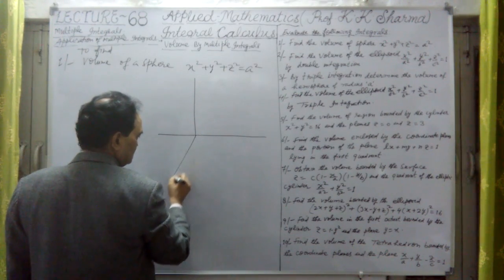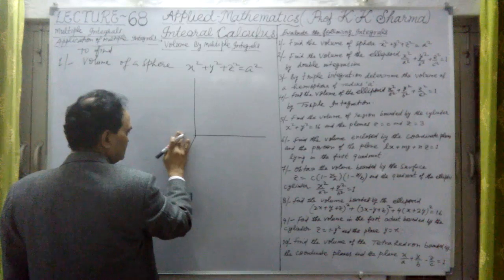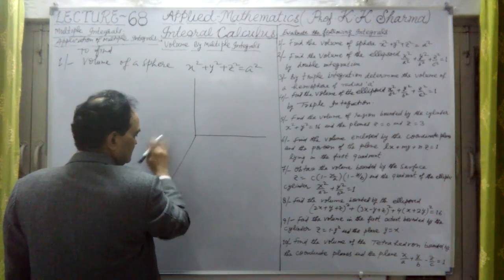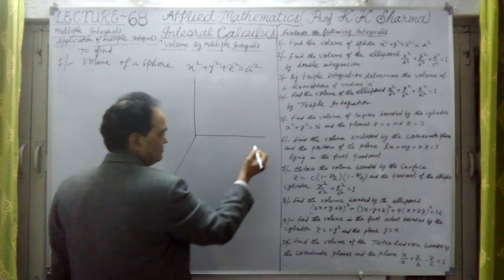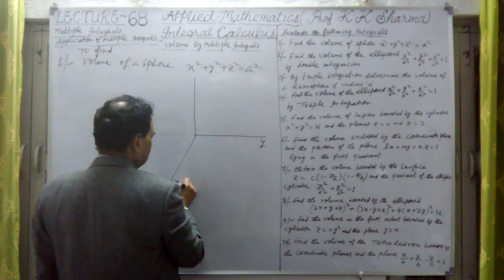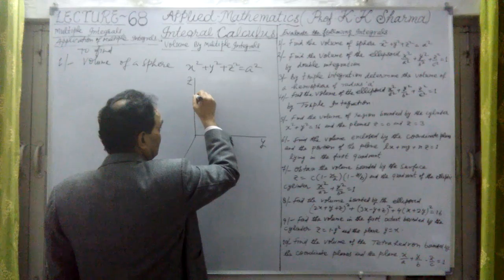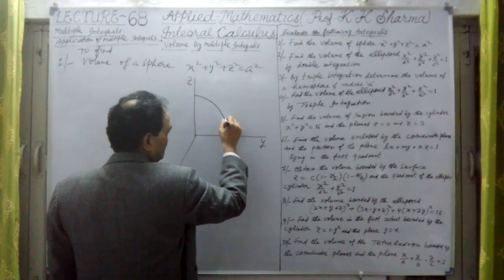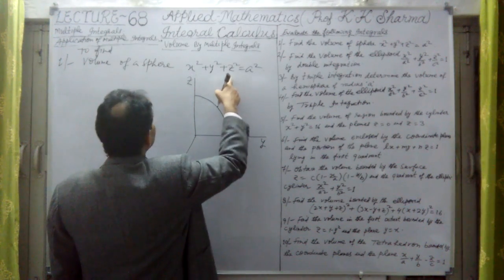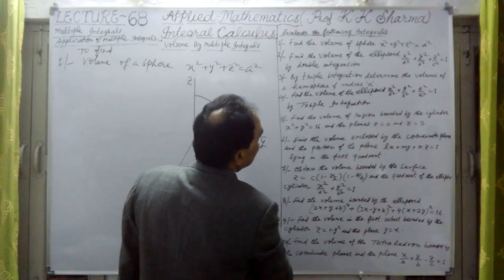This is a multiple integral, 3-dimensional geometry. This is y, this is the x axis, and this is the z axis. If I take an octant here, this is the positive octant. Find the volume of the sphere.